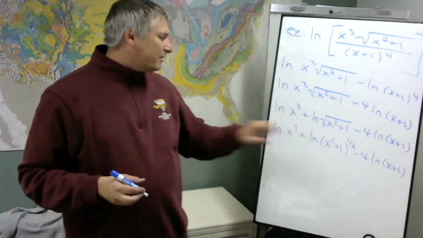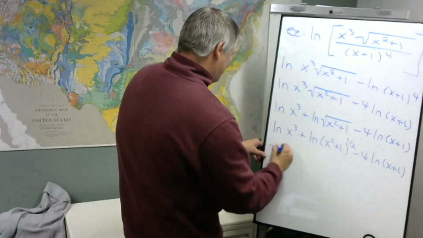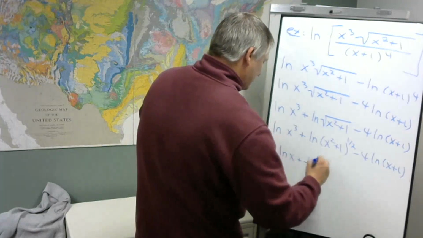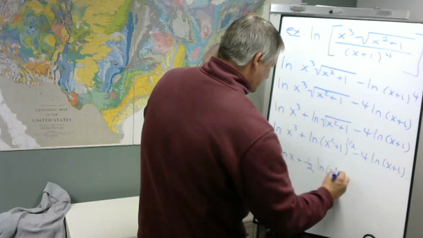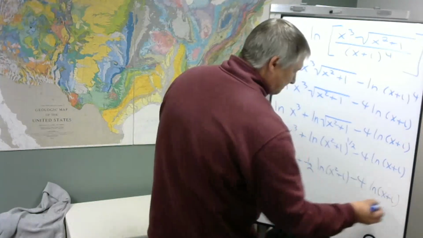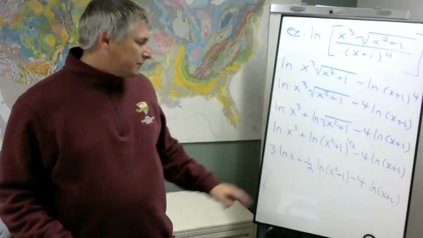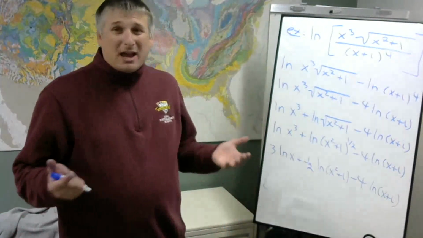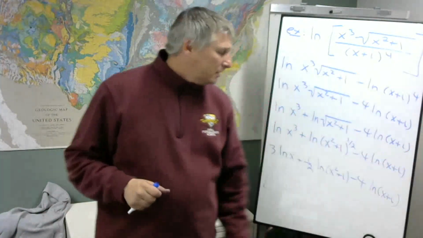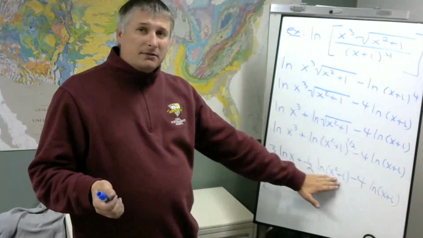So this half will hop down in front of the ln, and this 3 will hop down in front of the ln. So we get 3 ln x plus 1/2 ln of x squared plus 1 minus 4 ln of x plus 1. And this is as far as we can go. We don't have rules for the natural log of a sum, so we just have to leave that. We do have the rule that the natural log of a product is the sum of natural logs, but the actual logarithm of a sum, we don't have anything for that. So we're just going to leave it.